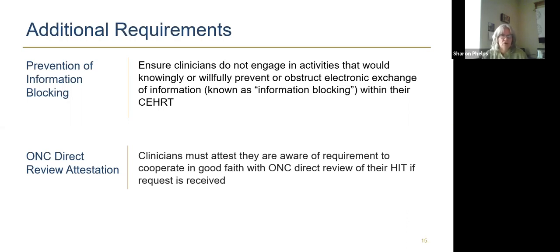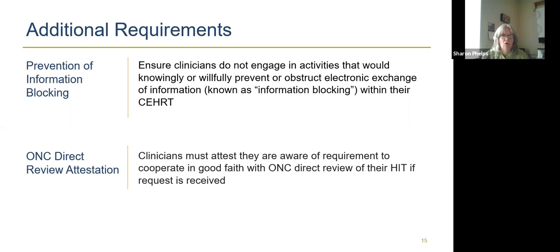And there have been a few tweaks to this over time, but essentially what you are attesting is that you have not engaged in any activity that would knowingly or willfully keep your system from exchanging information with other electronic health records systems. And I believe Mary is going to put a link in the chat to a document that has quite a bit more information on that than what we can cover right now.